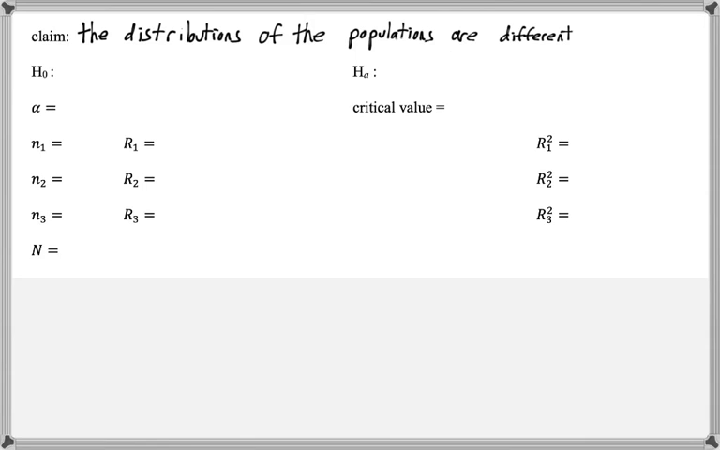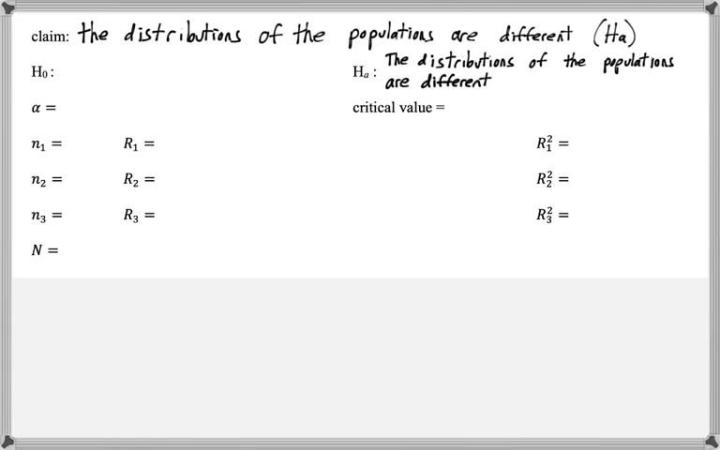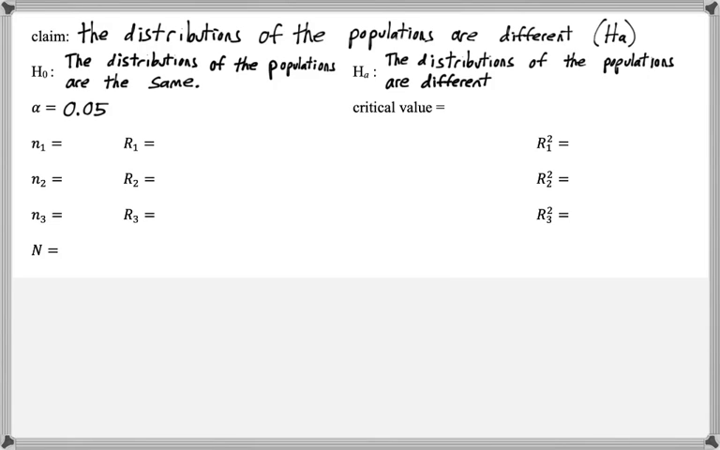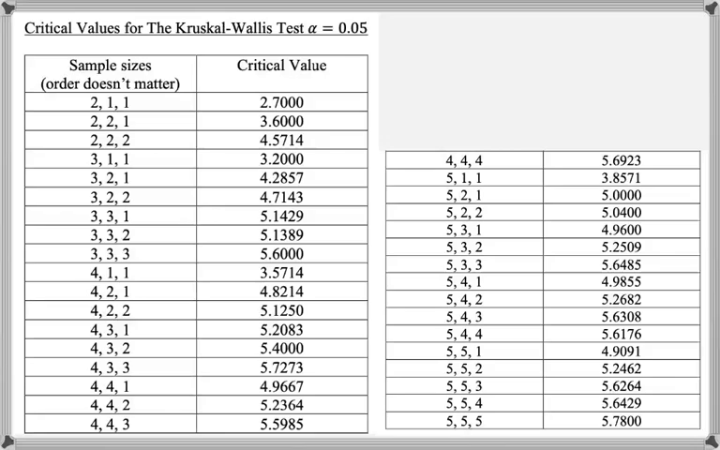So the claim is that the distributions of the populations are different. And this is the alternative hypothesis. So the null hypothesis states that the distributions of the populations are the same. Alpha is 0.05. Now let's look at the table to find the critical value. Our sample sizes are 4, 4, and 3. So the critical value is 5.5985.